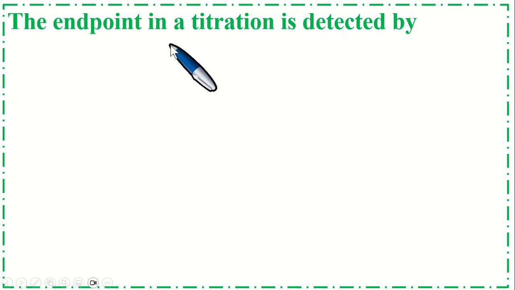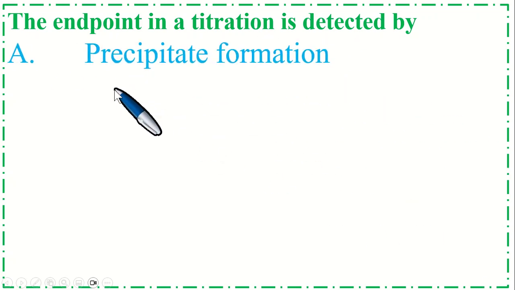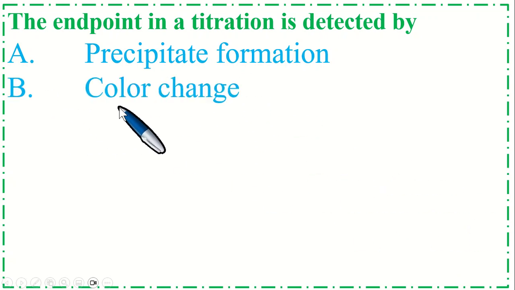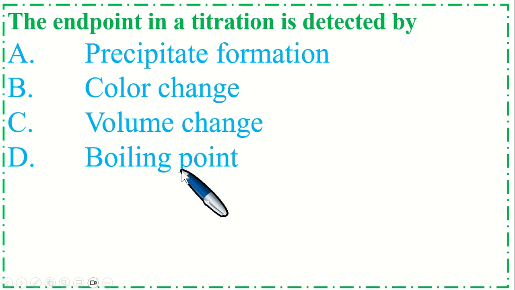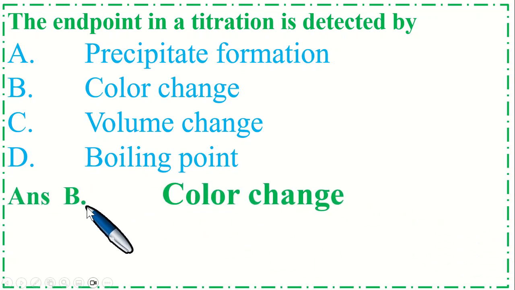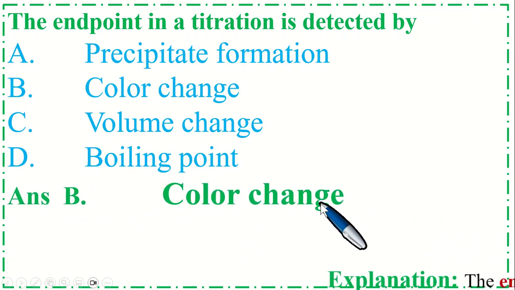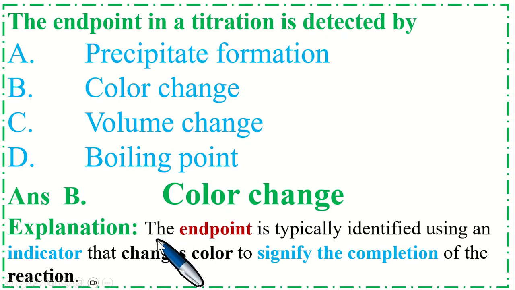The endpoint in a titration is detected by: option A, precipitate formation; B, color change; C, volume change; and option D, boiling point. So the correct option is B, color change. Explanation: the endpoint is typically identified using an indicator that changes color to signify the completion of the reaction.